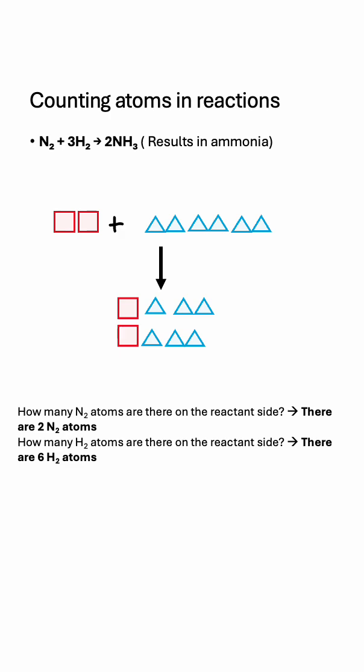Here we have a formula that's going to end with ammonia as the result, and we have it represented with squares for the nitrogen and triangles for the hydrogen. And again, if we're looking back at reactants and products and asked you to number them, there'd be 2 nitrogen atoms and 6 hydrogen atoms on the reactant side.